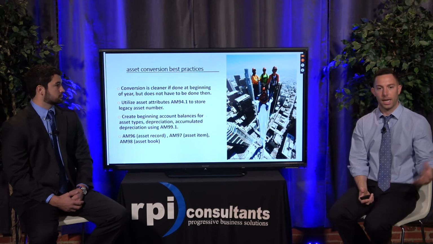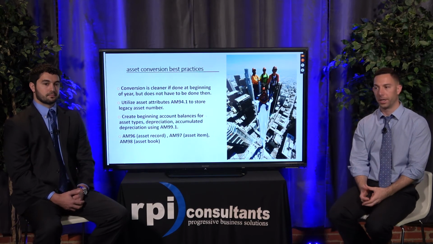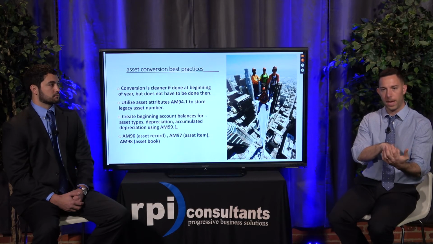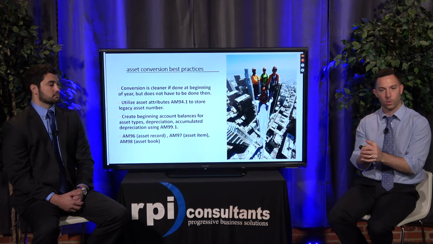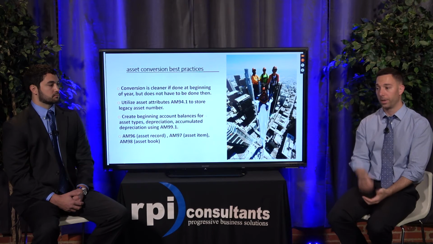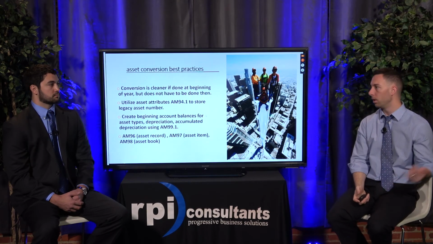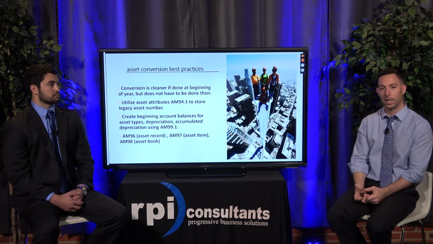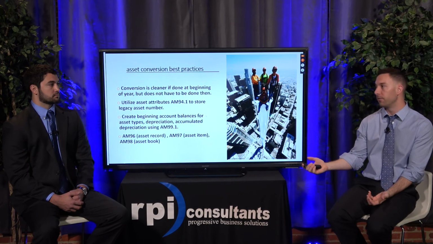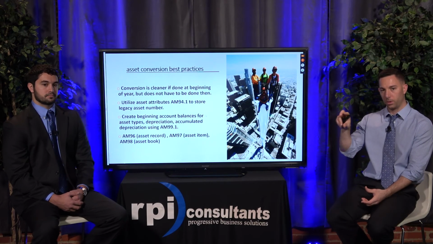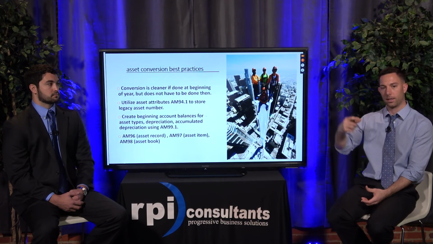When we do bring in assets from a legacy system, it's a really good idea to make sure we crosswalk that Lawson asset number back to whatever your legacy asset number was. Lawson is going to just auto number assets. So asset number 9002 in your legacy system might become asset number 5 in AM. So it's a good idea to use an attribute to crosswalk Lawson back to legacy.